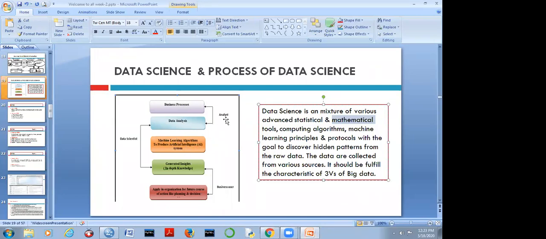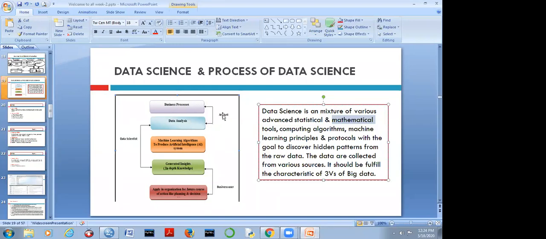An analyst will only analyze a few patterns, but through machine learning, many patterns can be discovered. And when machine learning produces an artificial system and that process is over, what will happen? It generates insight. In-depth knowledge will be produced, and that is passed to the business users, applied in the organization for future courses of action like planning and decision.